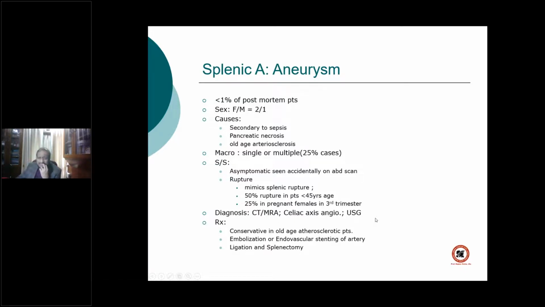Now, how do you manage this patient? You try to go in for minimal invasive, do nothing, observe. If at all you want to do something, just embolize or pass in an endovascular stent in the artery. So stenting of the artery is going to relieve pressure over the sac of the aneurysm. Or if you do embolization, it's going to block the artery. Either way, you're going to treat it. But if you don't have any recourse to using these minimal invasive methods, then go ahead and do a ligation with or without splenectomy in these patients.